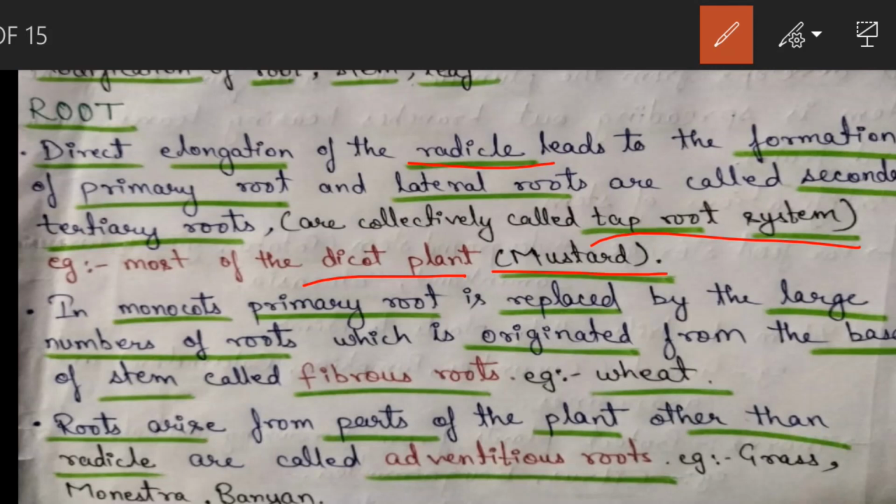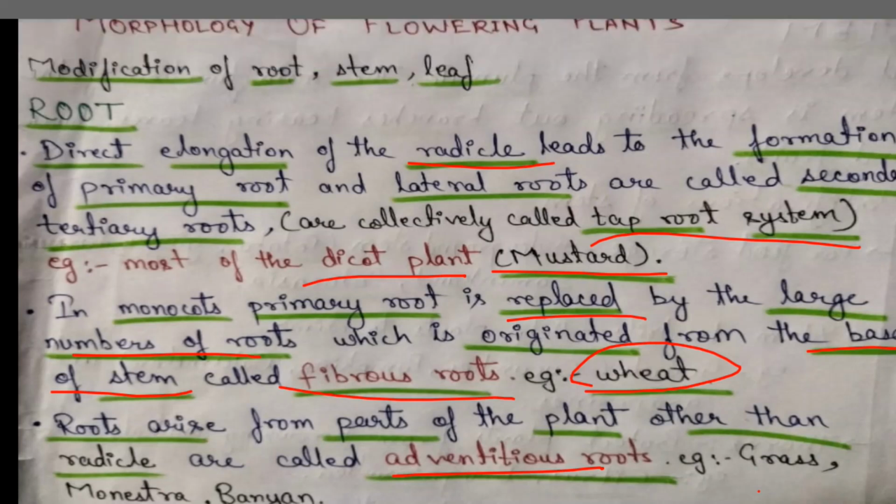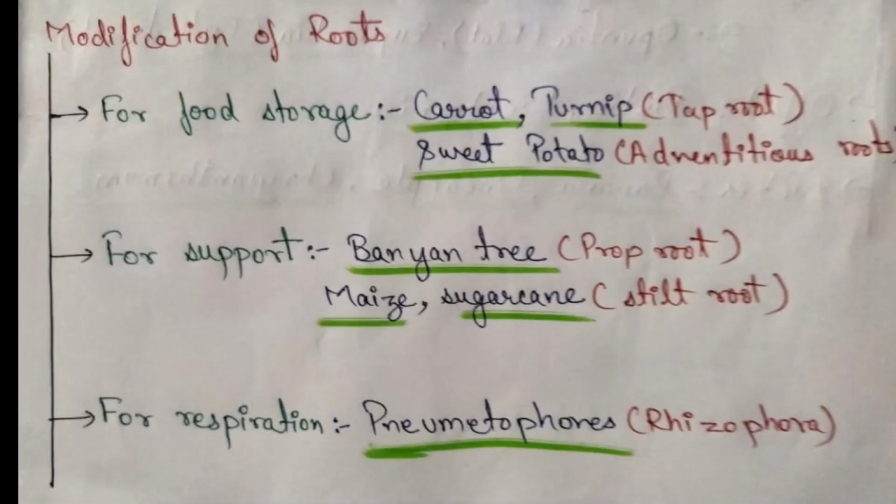In monocot, primary root is replaced by a large number of roots which originate from the base of stem, and it is known as fibrous root. Example is wheat. If roots arise from part of plant other than radicle, they are called adventitious roots. Examples are grass, monstera and banyan. Next we see modification of root.